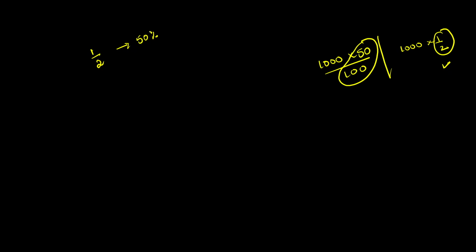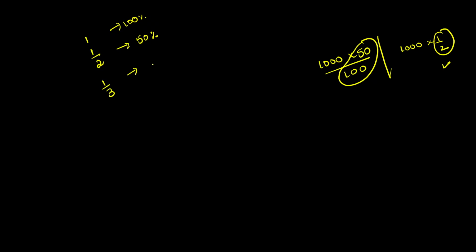So 50 percentage is nothing but 1 by 2. If someone asks you to find 100% of a number, it is the number itself. So 100 percentage is nothing but multiplying the given number with 1. And then I want you guys to calculate this now.